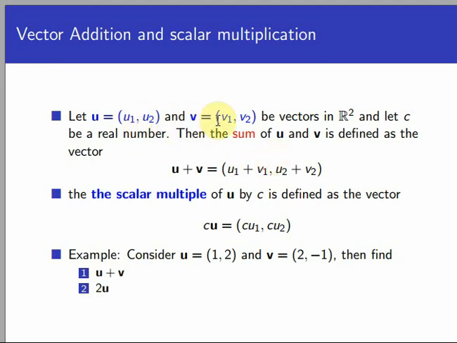So the addition of these two vectors is given as the first components plus the first components of v, u1 plus v1, and a comma here, u2 plus v2. The scalar multiplication will be, for example, cu. U by c is defined as the vector cu, multiplying this c with all components of u.